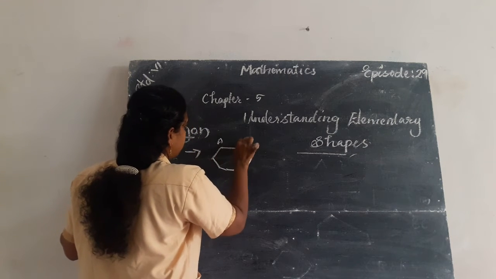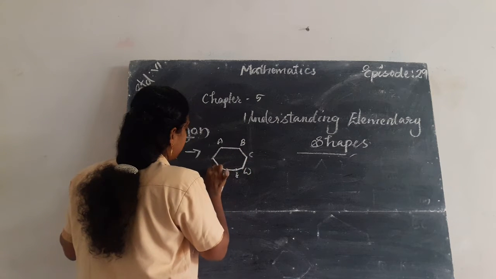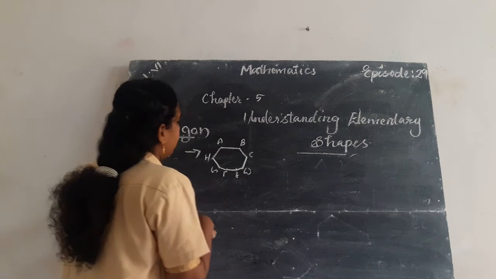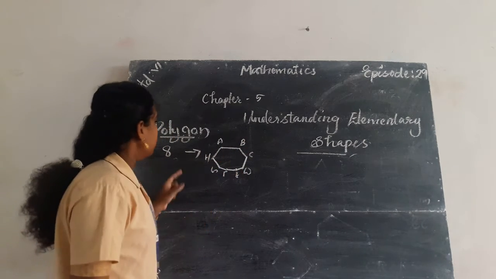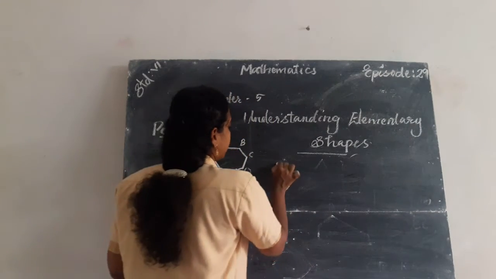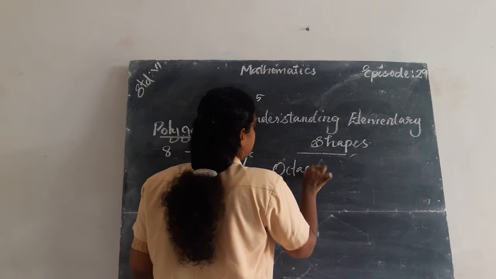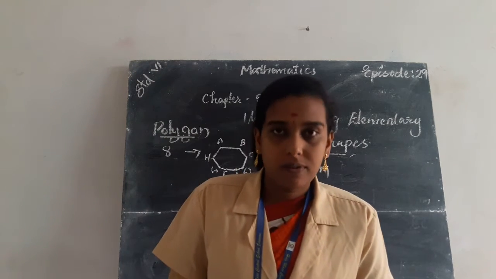So these are the A, B, C, D, E, F, G, H. Okay. So 1, 2, 3, 4, 5, 6, 7, 8. So this is the polygon with 8 sides and it is called octagon. Oct means 8. Octagon. So the polygon with 8 sides are called octagon.